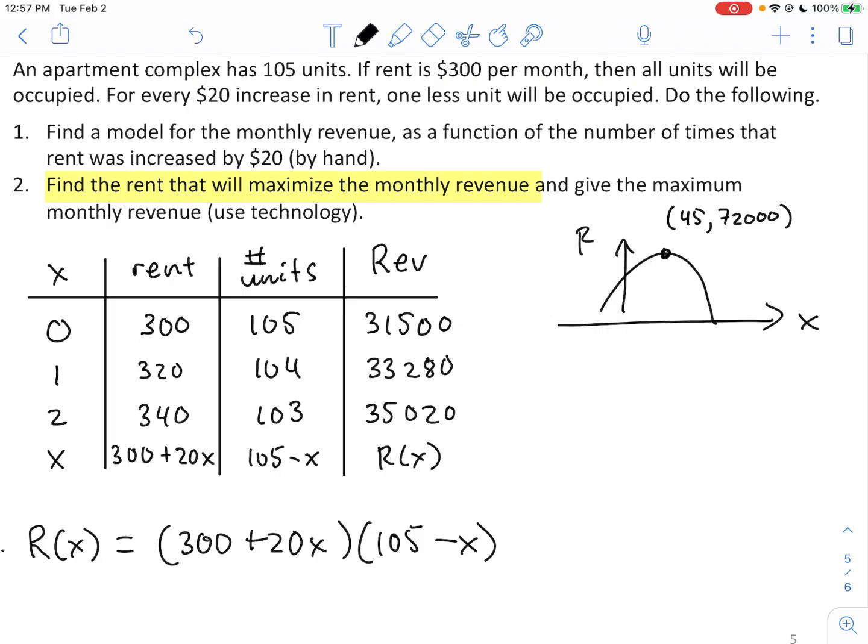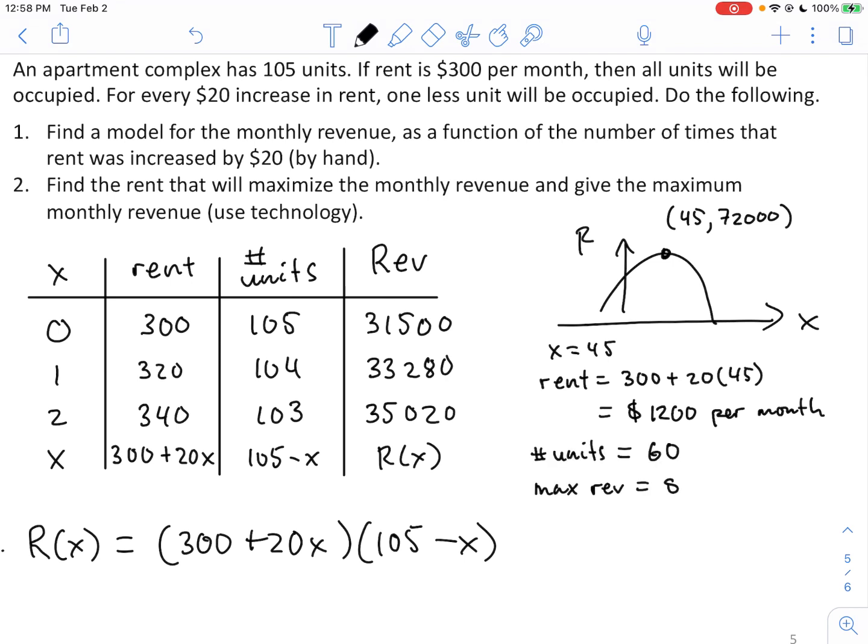All right, so find the rent that will maximize the monthly revenue. So we know that x has to be 45. That means 45 increases of $20. So the rent will be the 300 base plus $20 times 45 increases. So the rent should be $1,200 per month. If you charge $1,200 per month, you will lose 45 units, which means you'll only have 60 units, and the max revenue is going to be $72,000 per month.